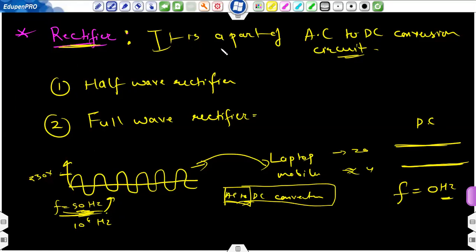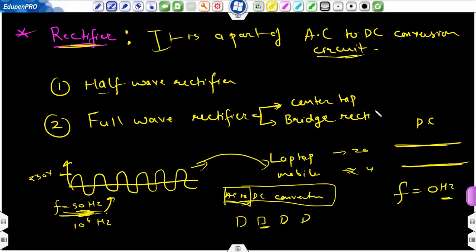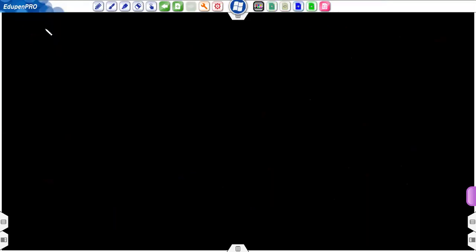It is one of the parts of an AC to DC conversion circuit. This has many blocks, and one of the blocks is this rectifier circuit. We have two kinds of rectifier: half wave and full wave rectifier. In full wave, we have to study again two types of rectifier. First is the center tap full wave rectifier, and second is the bridge rectifier. We will see all these circuits one by one. Okay, so what is a half wave rectifier? Starting with the half wave rectifier.